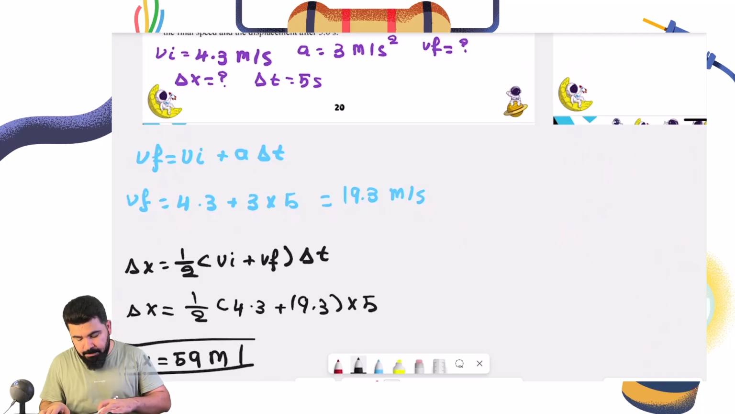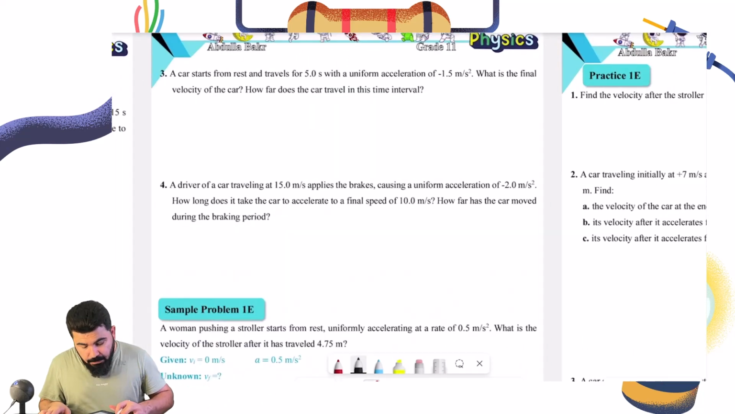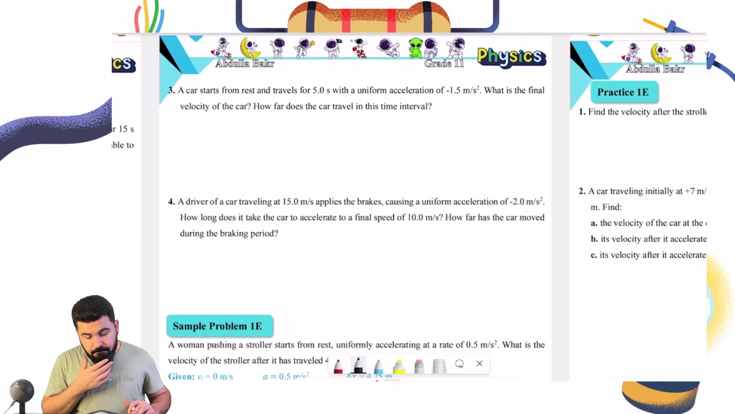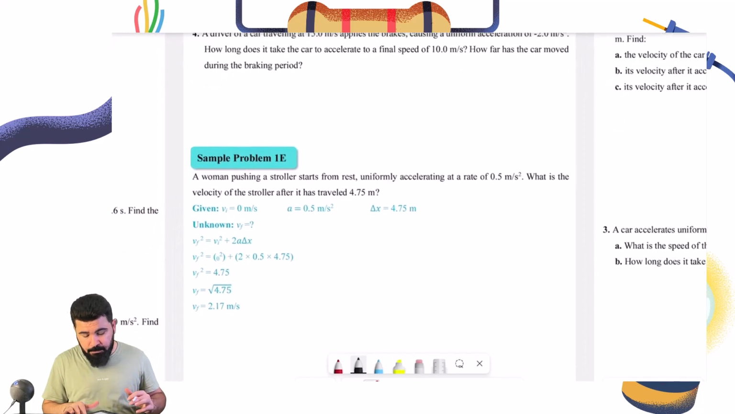That is the displacement. Now guys, we have question 3 and question 4. They're exactly the same. V final is equal to V initial plus a delta t, and the same thing for the other one. Okay, please solve them. And if you face any difficulties, please comment below and I'll be happy to help you.